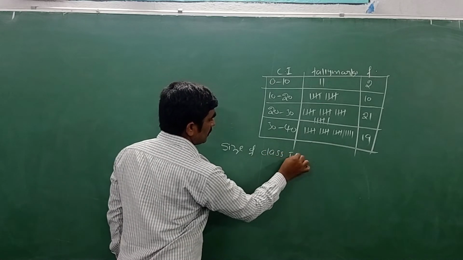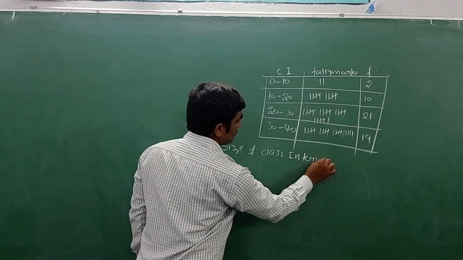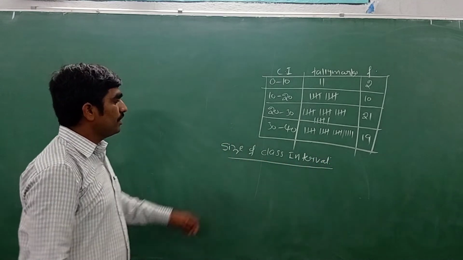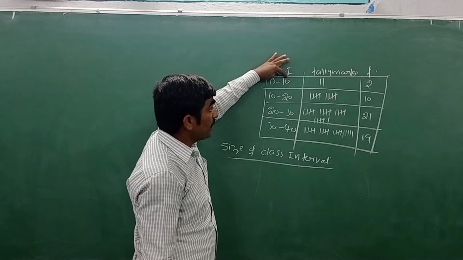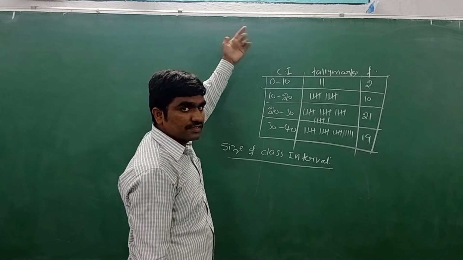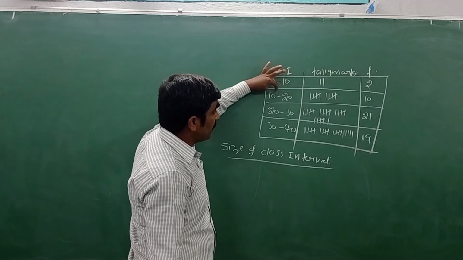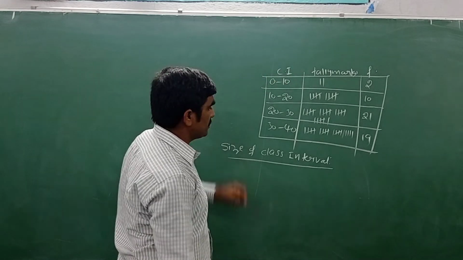Size of the class interval means what? How many observations are falling in that particular class interval. Here we consider only 0 to 9. I said 0 to 9. How many observations? 10 observations. Here we consider only 10 to 19. 10 to 19, we can see 10 observations.